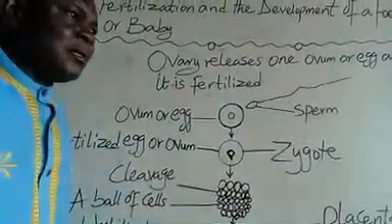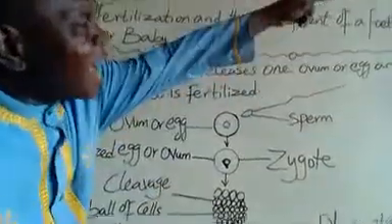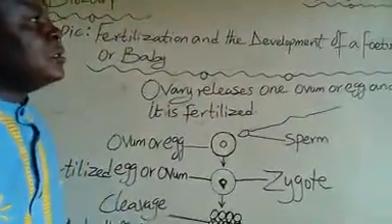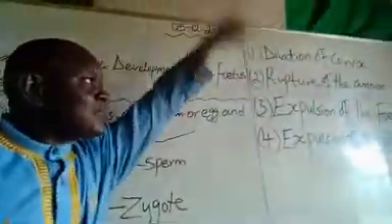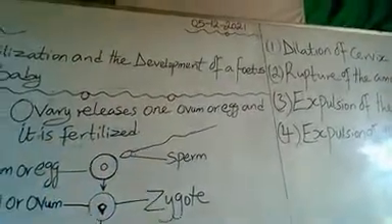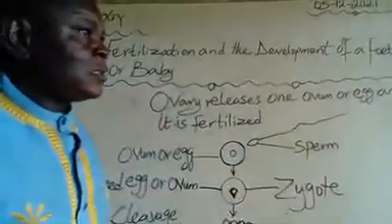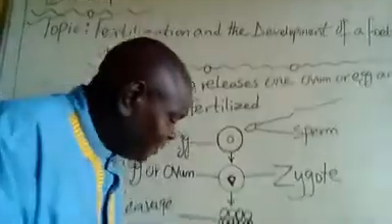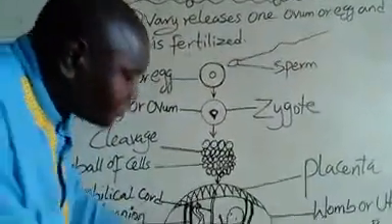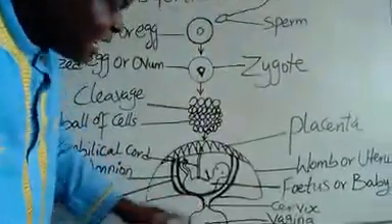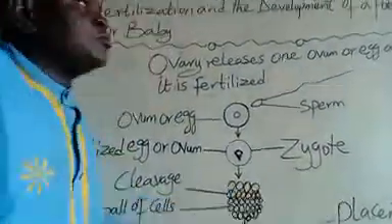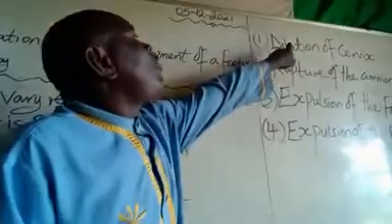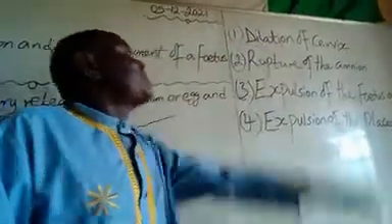Alright? The expansion is called dilation. The expansion of this cervix is what we call dilation of cervix. It becomes wider. The cervix becomes wider. It will be more open. That is what we call dilation of cervix. Okay.